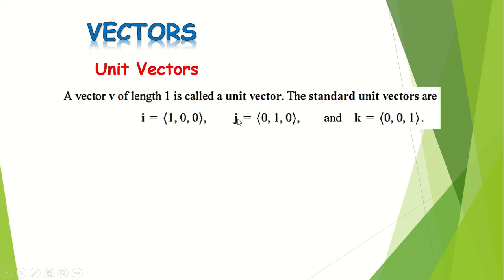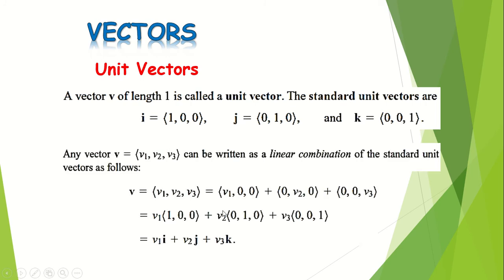Then we have for g, you see here, only this part is 1, the x part, then the rest is 0. Here, the y part, so for j, and here for the k part, that is only 1. And then we have some examples. So a vector v, or any vector v represented by this one, can be written as a linear combination of standard unit vectors as follows.